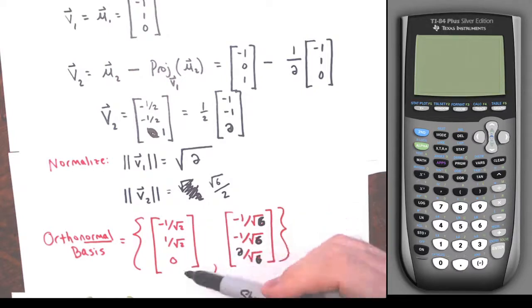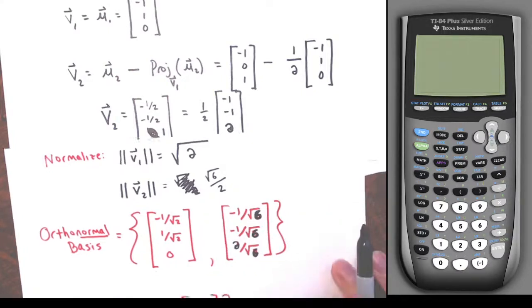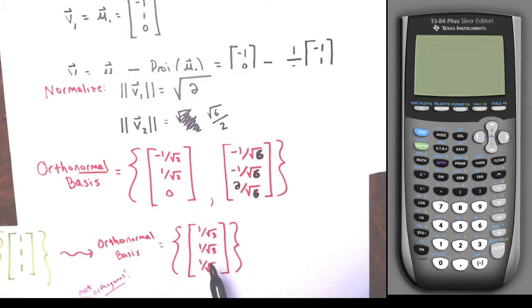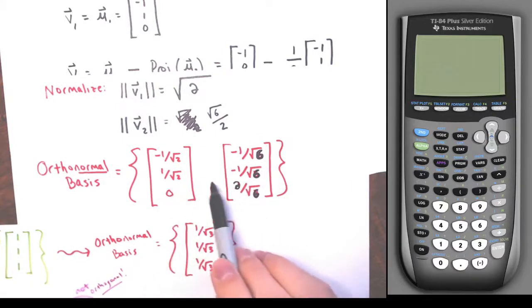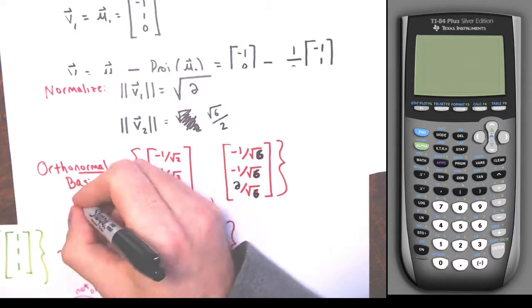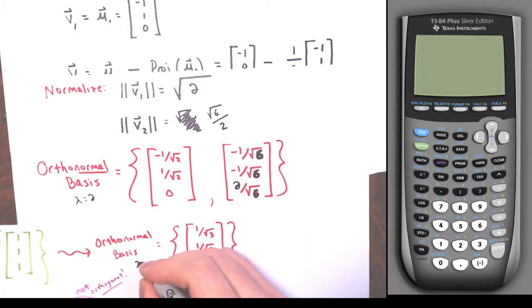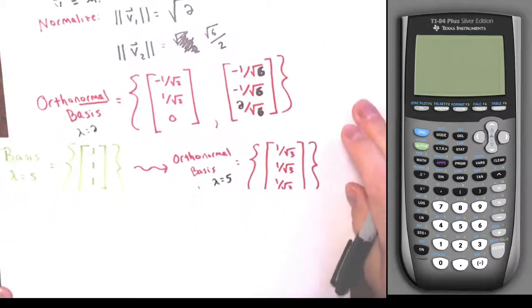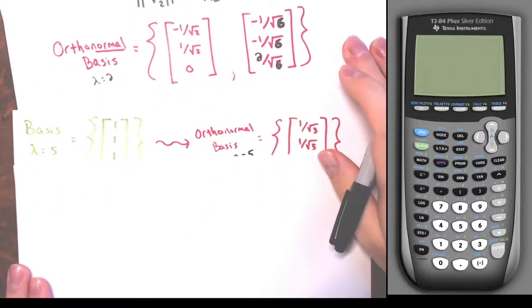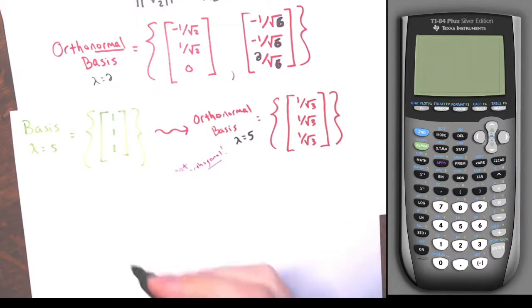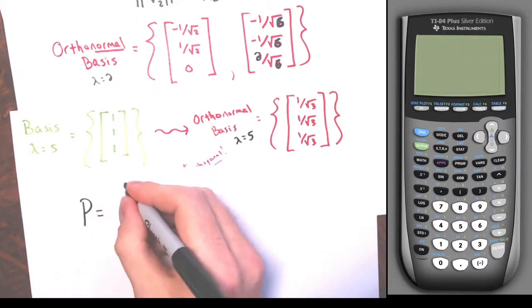So now using these as columns, here are my orthonormal basis vectors. These were the orthonormal basis vectors when lambda was 2. And this was my unit basis vector when lambda was 5. So now let's construct that matrix P that orthogonally diagonalizes matrix A. So our matrix P then will be this matrix here.